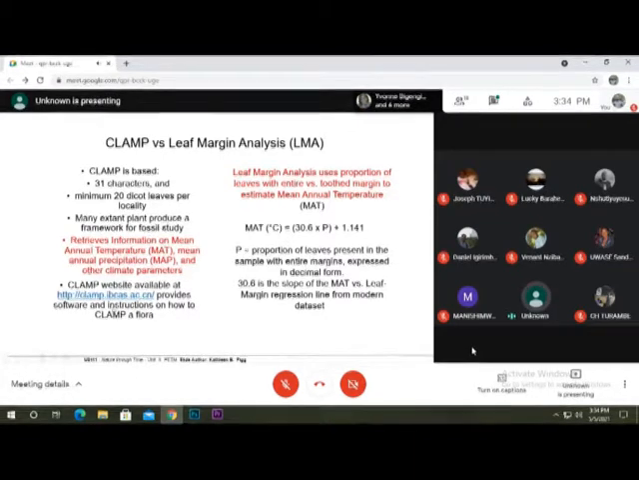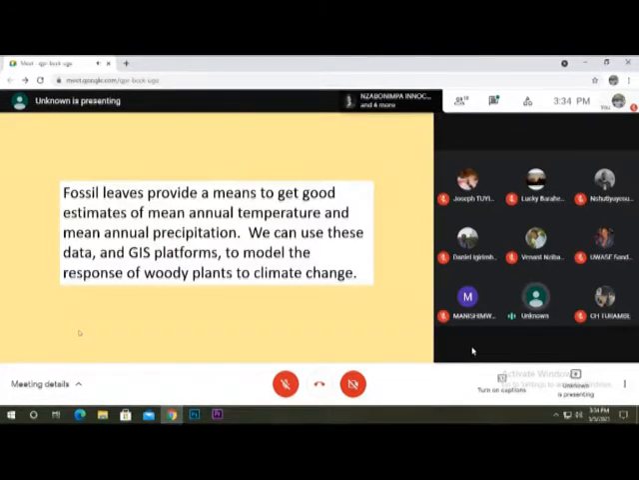Jack Wolf used a complex set of characters. You can actually, on your own, if you would like, go to the CLAMP website, and you can see that there's a computer program that you use to estimate and map mean annual temperatures and mean annual precipitation, and it's remarkable. But so you're dealing with 31 characters versus a few. So let's just cut to the chase and just say that fossil leaves provide a means to get good estimates of mean annual temperature and mean annual precipitation.